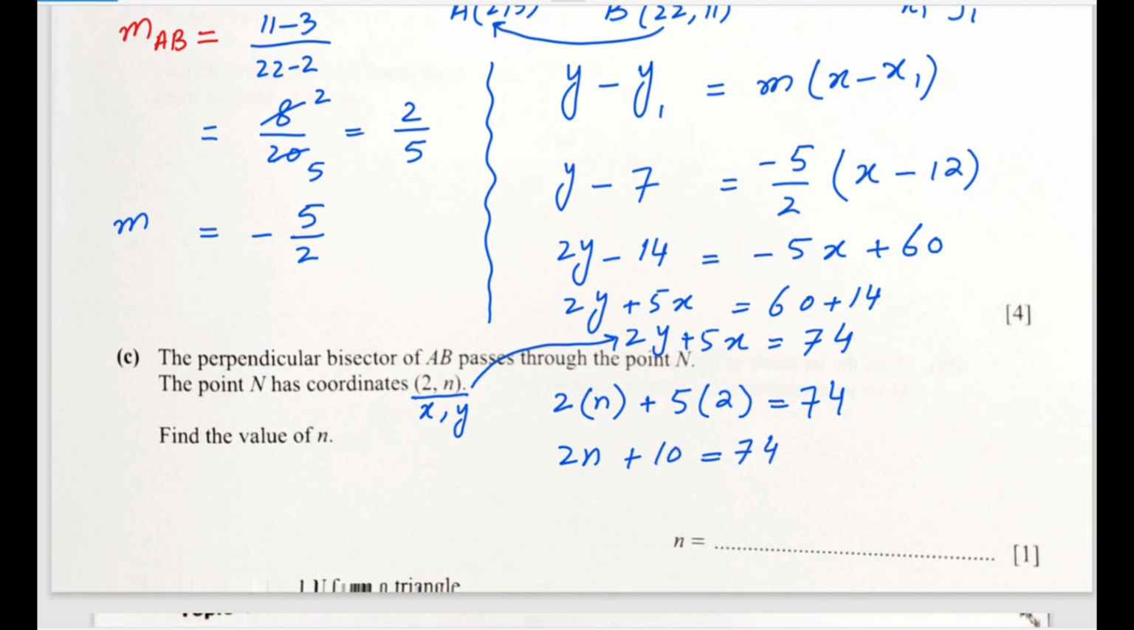Now this is plus 10. When it comes to the right side, this will be minus 10. So 2n will be equal to 74 minus 10, which is 64. And 64 divided by 2, the answer will be 32.